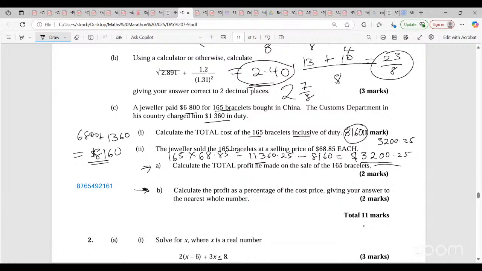So it says calculate the profit as a percentage of the cost price. Notice those keywords: profit, cost price. I do not see the answer, guys. What's happening? That's the cost price.